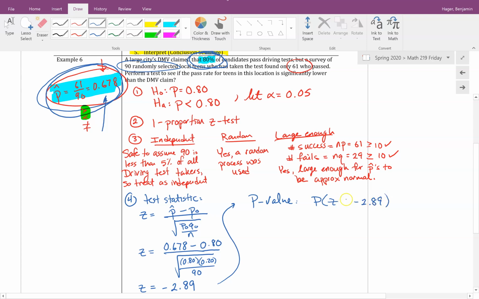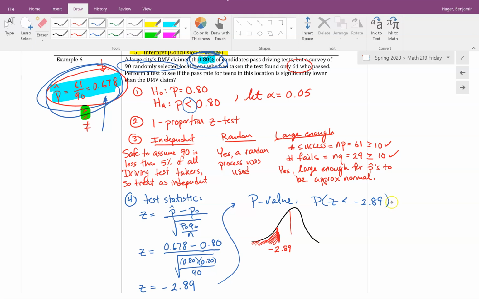Well, what do you think? Is it going to be greater than, less than, or not equal to? It's the same symbol we use in our alternative hypothesis. It's less than. Because to get something more extreme, let me draw up here. It's a z-score, so we're on a standard normal curve. I've got a z-score of negative 2.89. So the claim is somewhere up here, right? We are below the claim, and I want to know the probability of getting that percentage we discovered from our sample, 67.8%, or something lower than that, more extreme, right? So this would be less than.